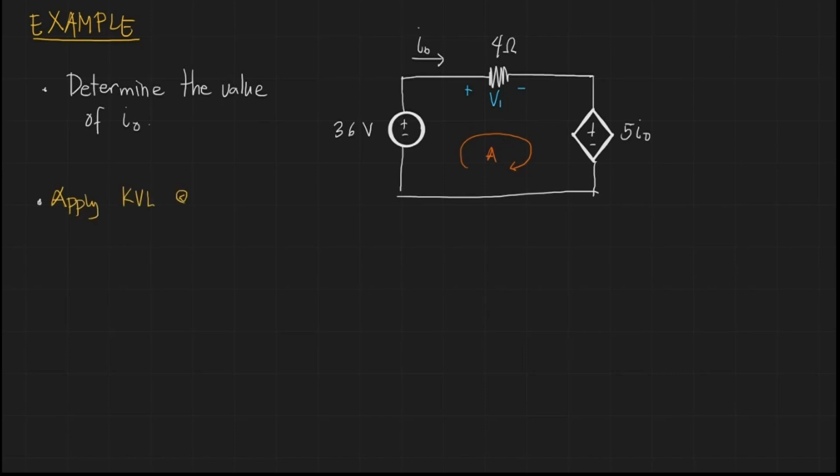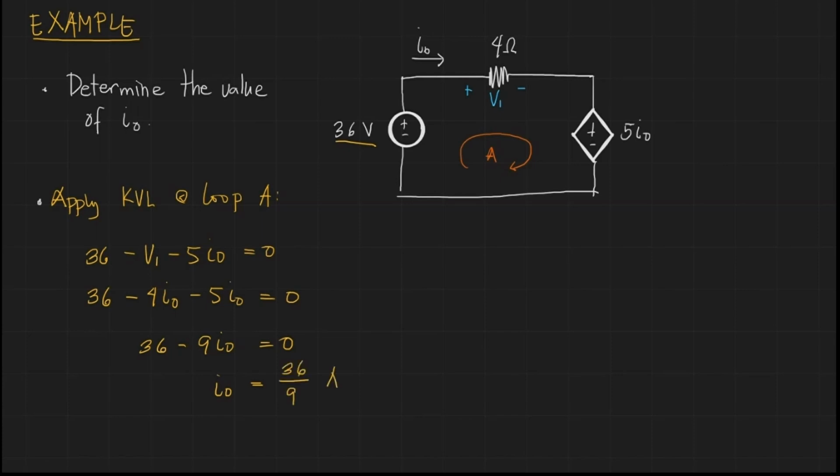The solution is to simply apply KVL at loop A. So we can start with 36 volts. 36 minus V1 minus 5 Io equals 0. We can see that there. But V1 can be simplified using Ohm's law: V1 is actually equal to 4 Io. So we just substitute that, and then we have 36 minus 4 Io minus 5 Io. Simplify further: 36 minus 9 Io equals 0. And then Io equals 36 over 9, which is equal to 4 ampere. So therefore, Io is simply 4 ampere.